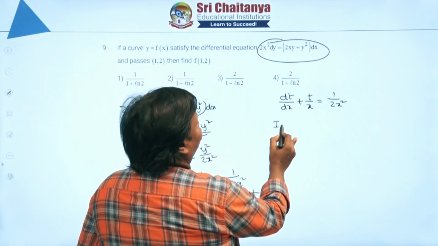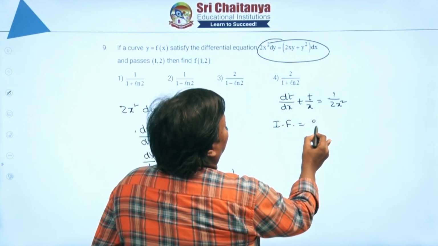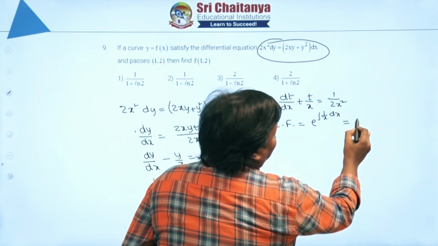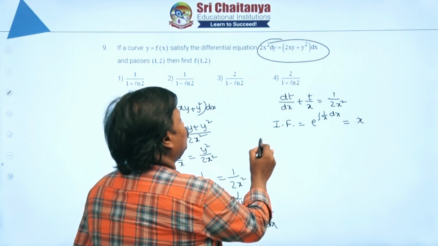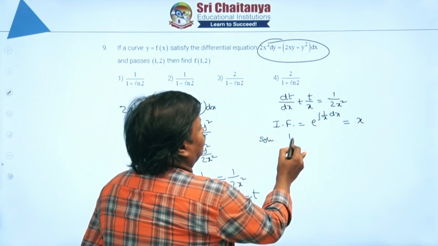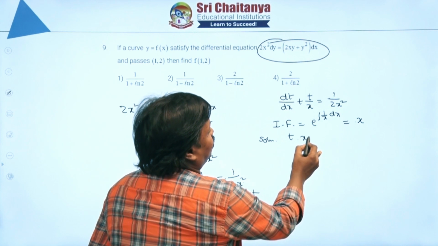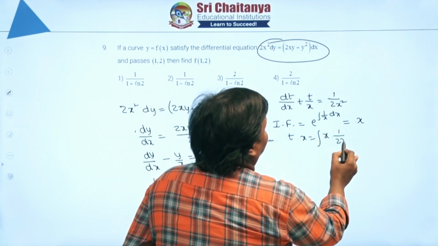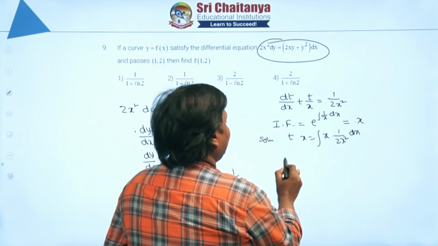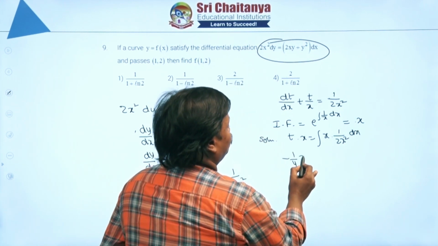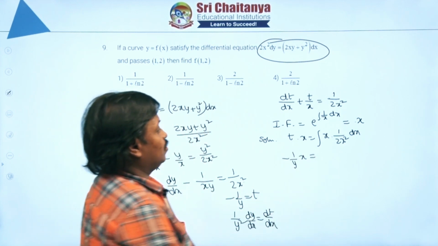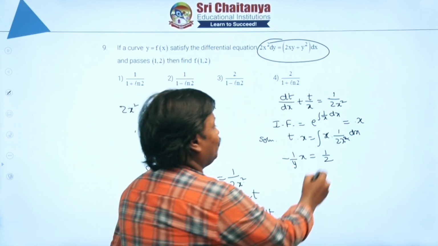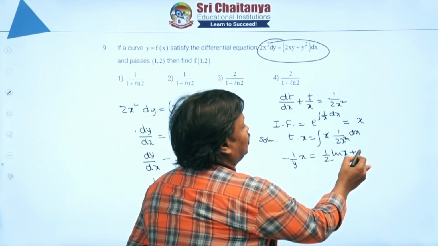So, here the integrating factor we can calculate: e power integral 1 by x, which is nothing but e power ln of x, that is nothing but x. Solution will become now t into x equals integral of x into 1 by 2x square dx. So, t is nothing but minus 1 by y into x equals 1 by 2 into integration of 1 by x, which is ln of x plus c.